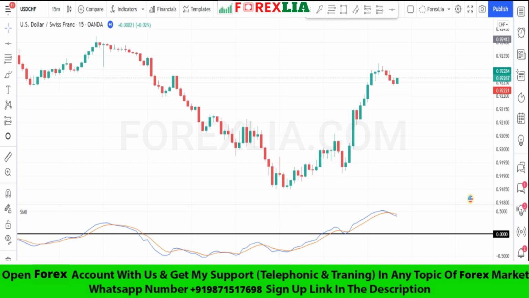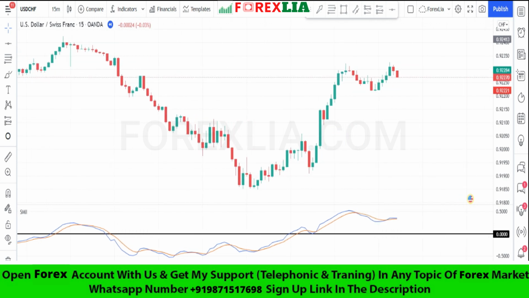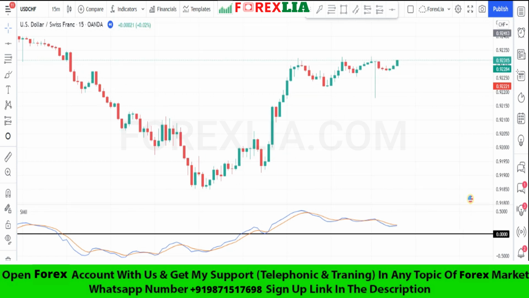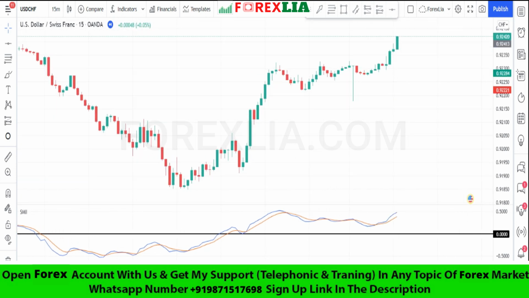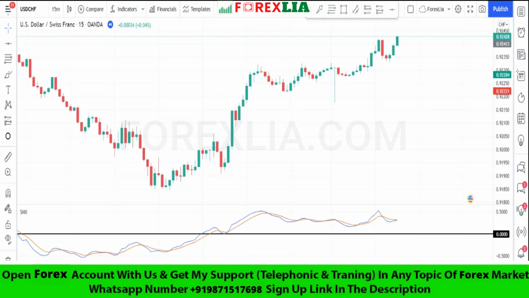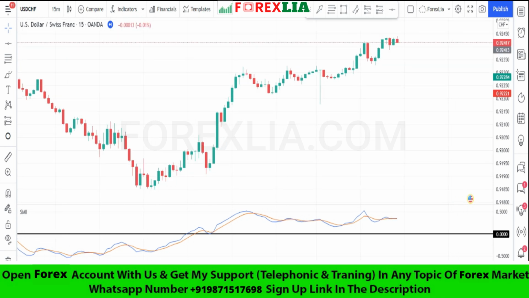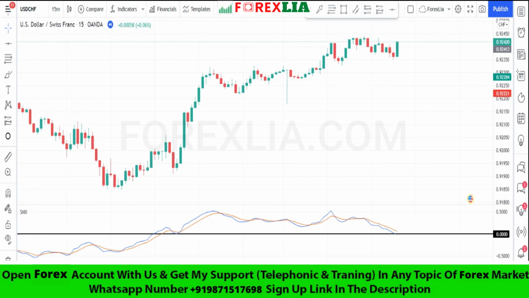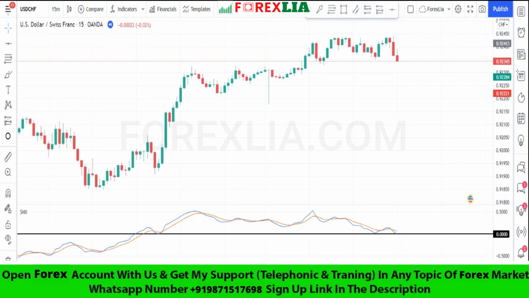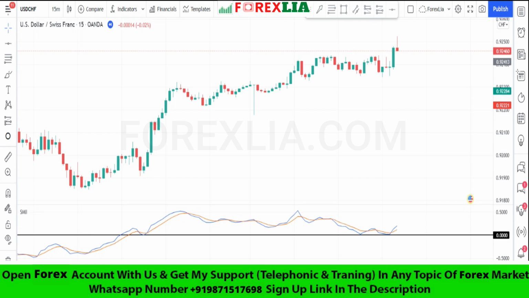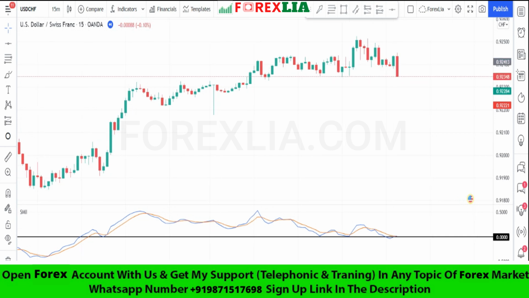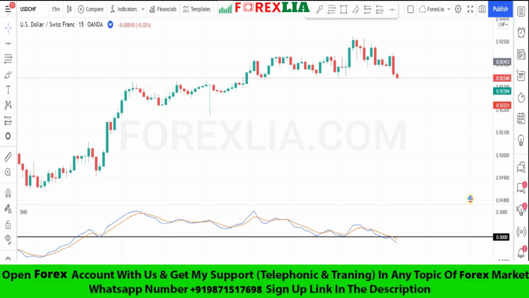If both MAs of the SMI Ergodic indicator break the middle zero level line downward, then we take a sell trade. Here is the sell signal confirmation. We place the sell trade here.